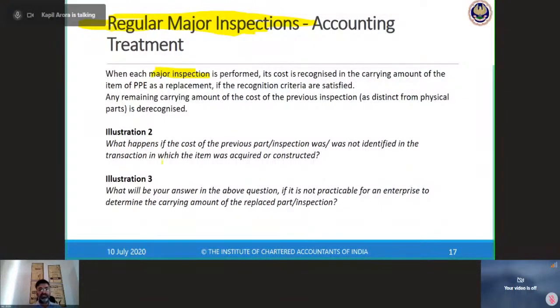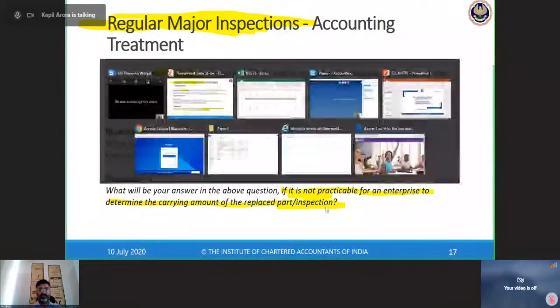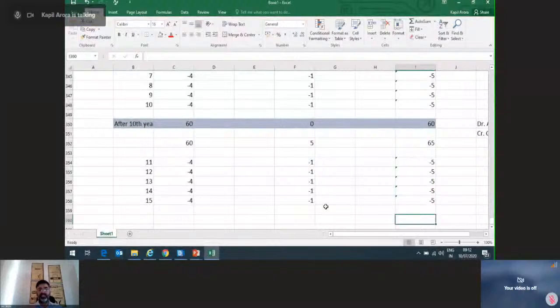One question, in case an enterprise finds it not practicable to determine the carrying amount of the replaced part, how is the depreciation negative? Where the depreciation is negative? So depreciation will always be a loss. So that is the reason it is negative, right?